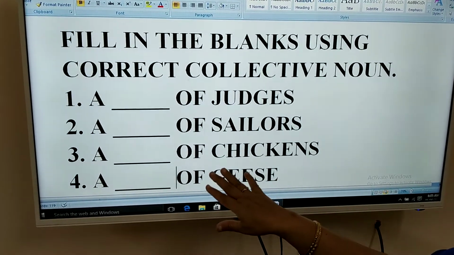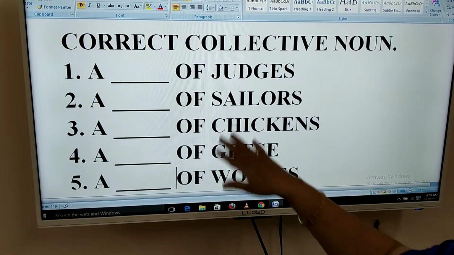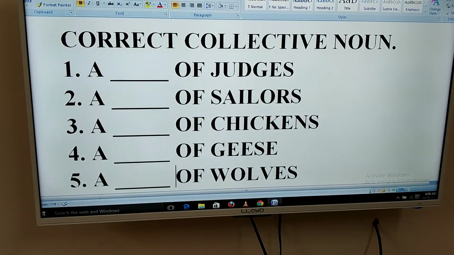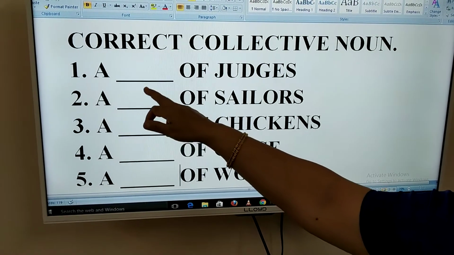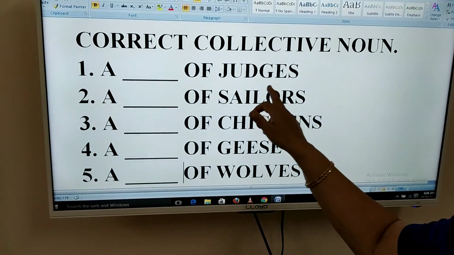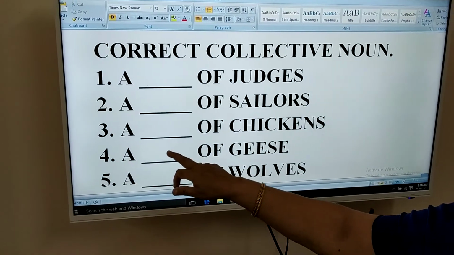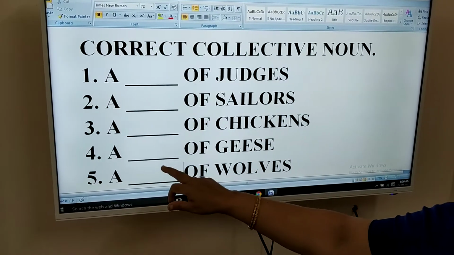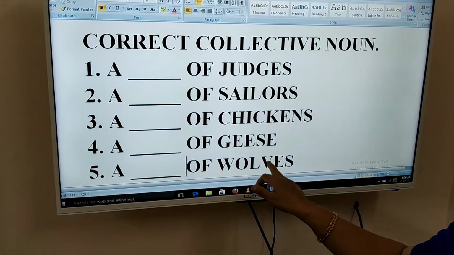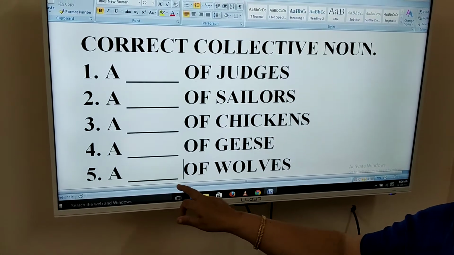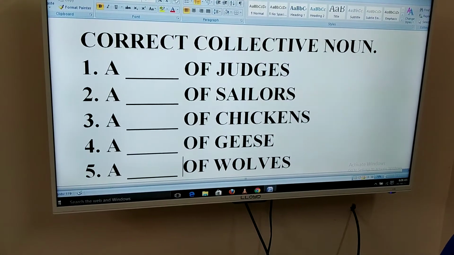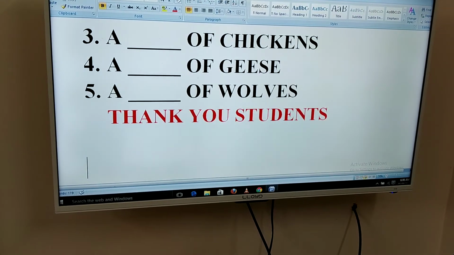Now, students, let us have some practice exercises. You can fill in the gaps and write your answers in your rough notebook. A dash of judges. A dash of sailors. A dash of chickens. A dash of geese. A dash of wolves. I hope you have understood the topic.